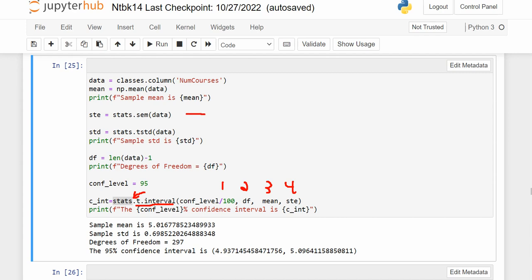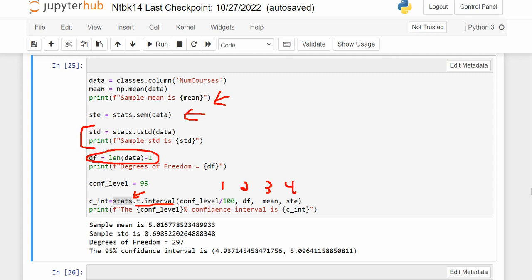So we've calculated the standard error and we've calculated the mean. So we've got 3 and 4. Okay. And this is fine. Just leave it. Don't worry about it. And then the degrees of freedom is n minus 1. Okay, so the sample size is going to be the length of this array.